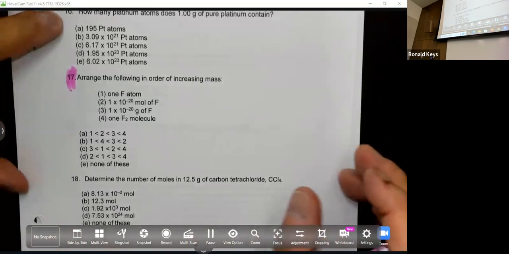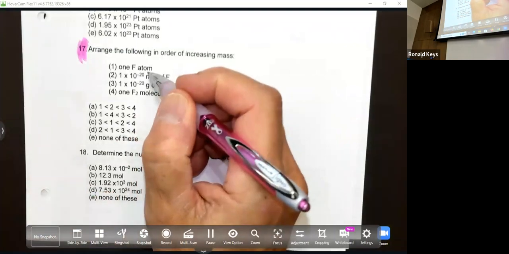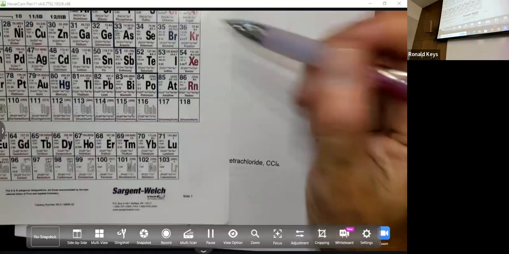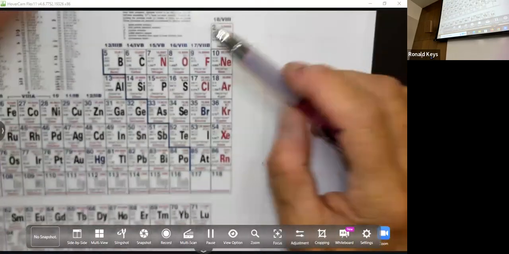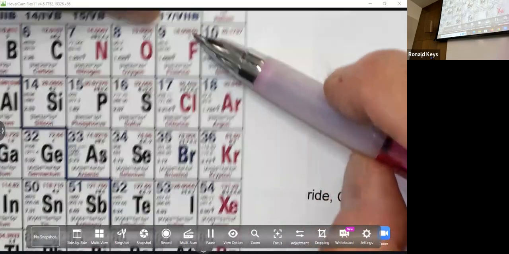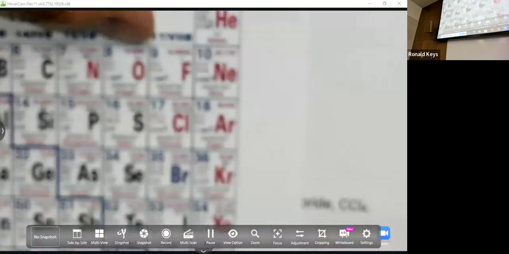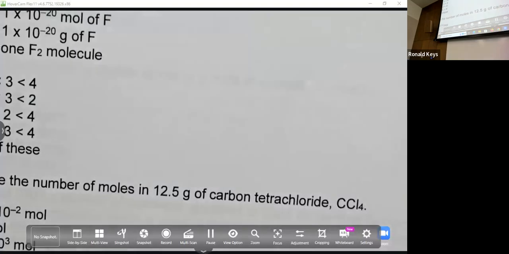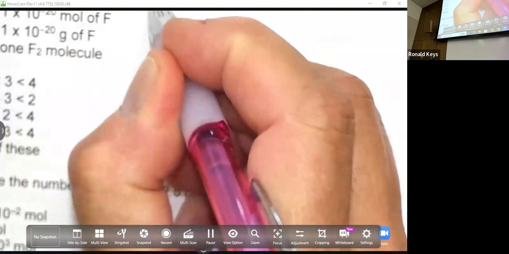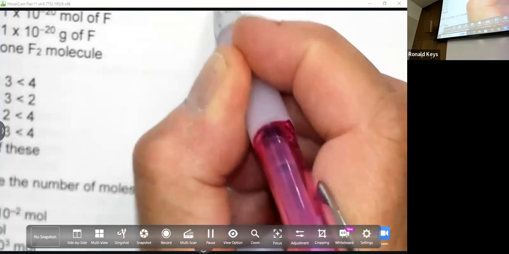17, arrange the following in order of increasing mass. Now, 1 fluorine atom from the periodic table. Fluorine right here on the periodic table, 18.9998. It looks like we'd round that to 19.00. So fluorine, if it's a single atom, it would be 19.00 AMU.